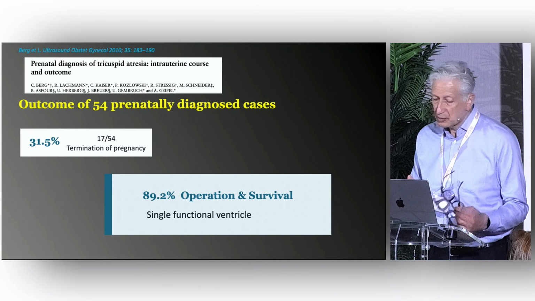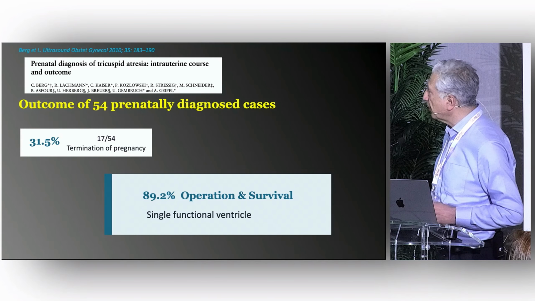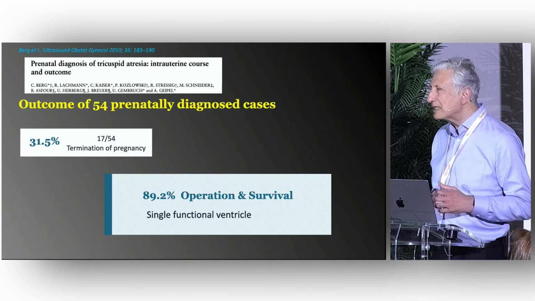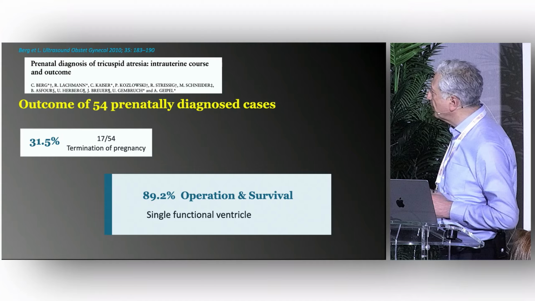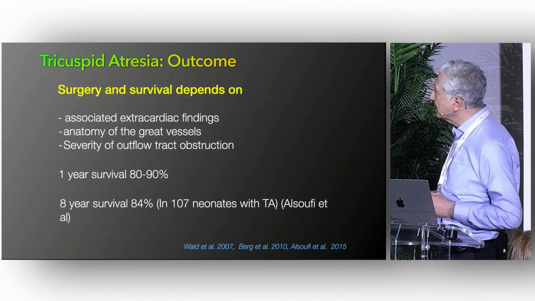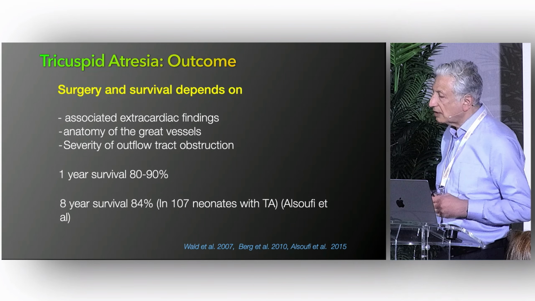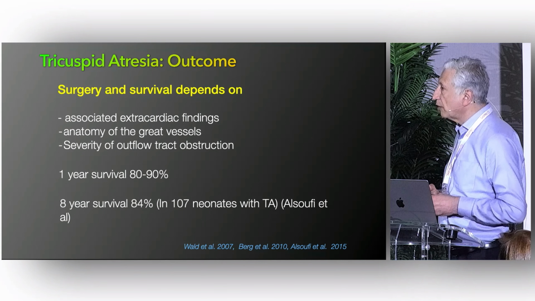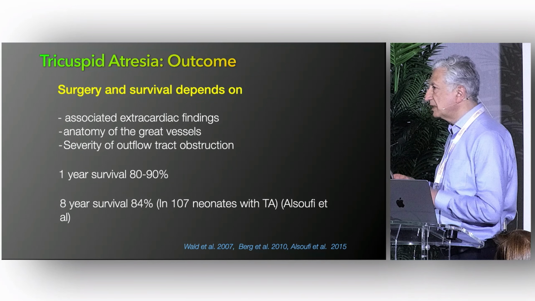Interestingly, because of single ventricle anatomy, some patients decide to stop pregnancy, but all in all, this is a condition with an acceptably good outcome, because you see 80% have operation and survival. Why do I say acceptable? You see here from different studies, the surgery and survival depend on associated extracardiac findings, of course, anatomy of the great vessels, and severity of the outflow tract obstruction. So the type 1B may go home without need of surgery.